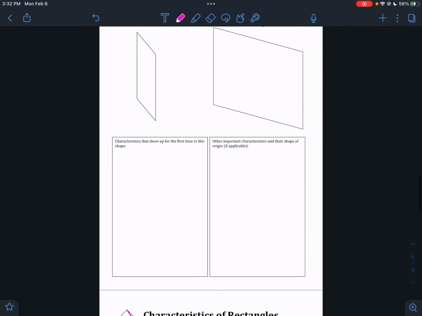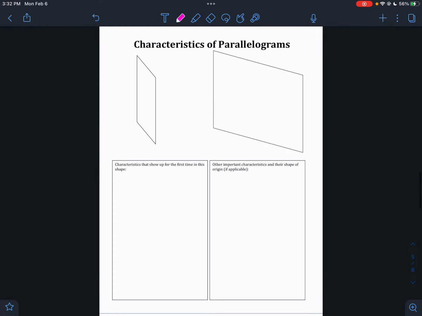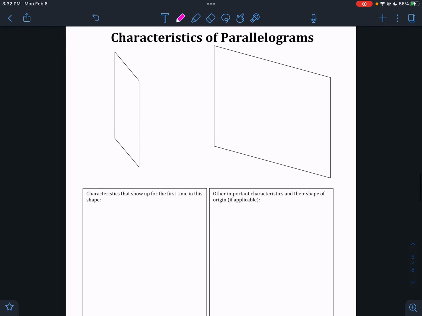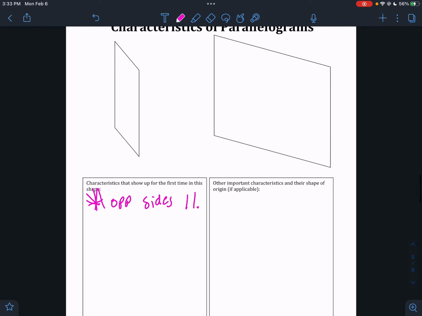All right. So let's keep the party going. We got parallelograms. There's a lot here. I'm going to go over these properties kind of quick. There are 5 of them. First, we have opposite sides are parallel. That's like the essence of a parallelogram. We have opposite sides parallel.